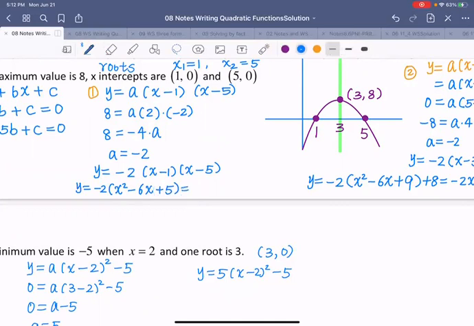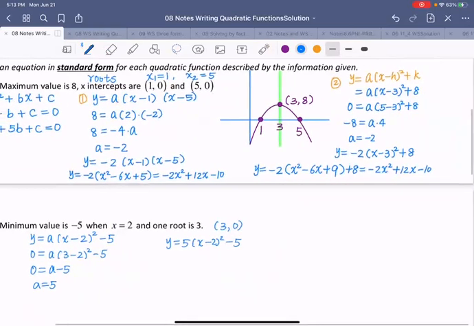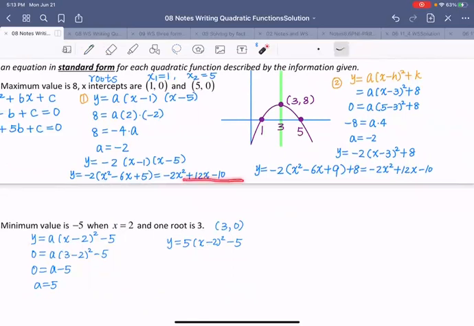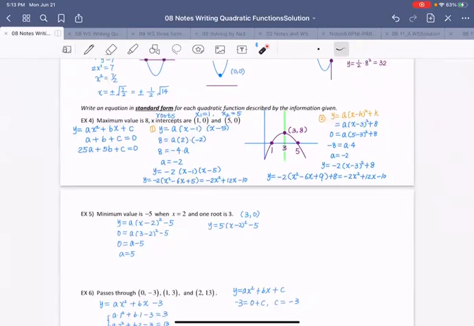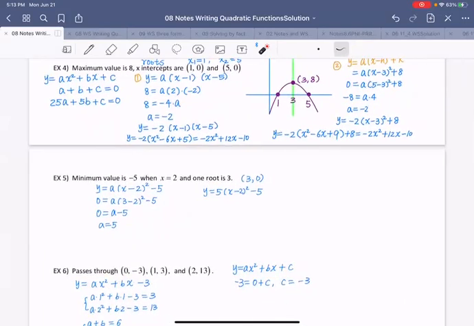Equals negative 2x squared plus 12x minus 10. Very good. Let's check this too. Are they exactly the same? Yes. We say, yay, we got the correct answer. Okay. Two ways can work out. Okay, thank you, Kyle. Next question.